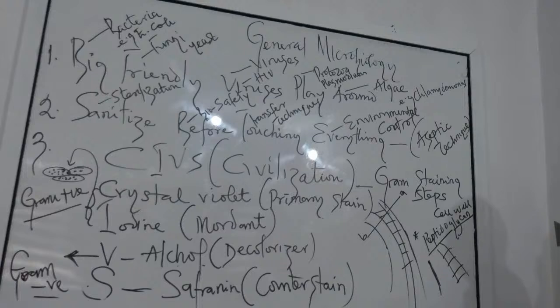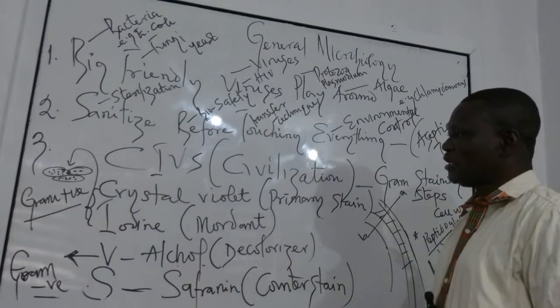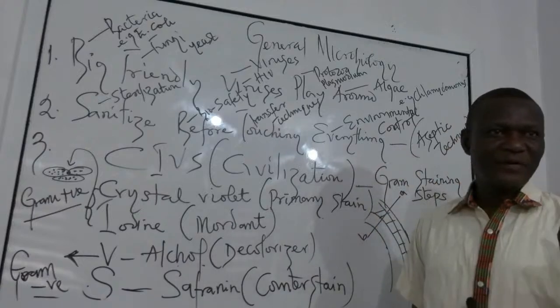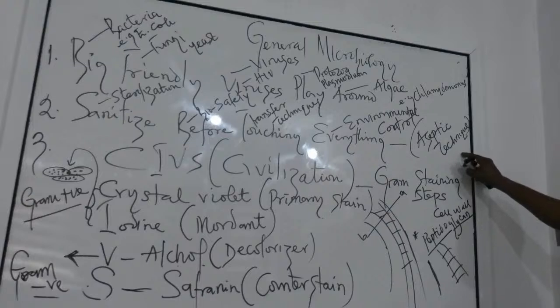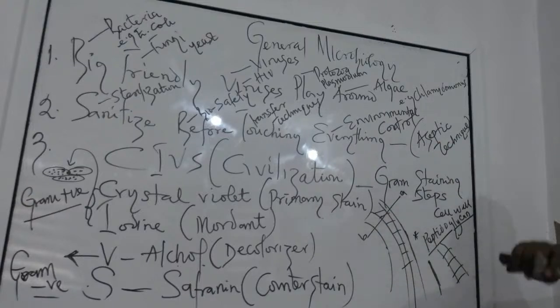So that is that about some of the mnemonics. That is how you can remember at least three things that are very, very important in microbiology. The first one is big friendly viruses play around: B is standing for bacteria, F is standing for fungi, viruses play, that is protozoa, and around, that is for algae. Then another one, to remember what aseptic techniques also entail, is sanitize before touching everything.